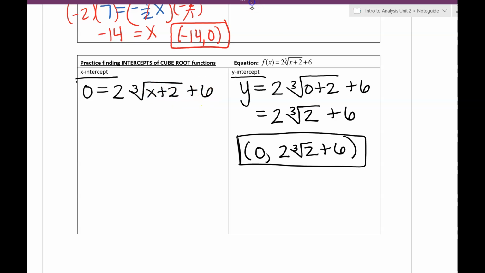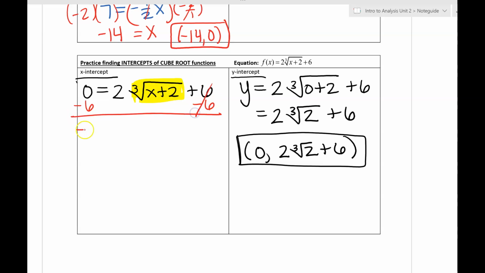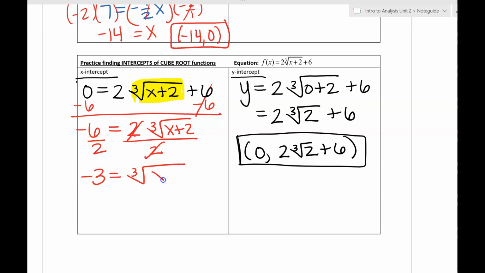For my x-intercept, I'm going to plug 0 in for y. And again, the x's are contained inside this radical. My first goal should be to get that radical piece alone. And I'm going to do that by subtracting 6. And then dividing by this factor of 2 that's multiplying the radical to get it to cancel out. So I'm going to have negative 3 equals the cube root of x plus 2.